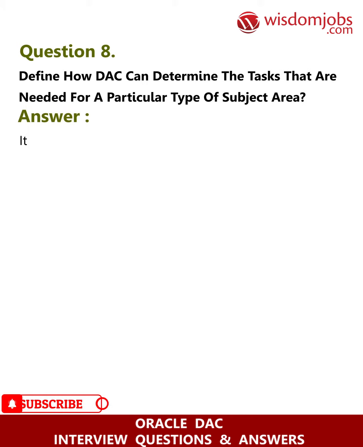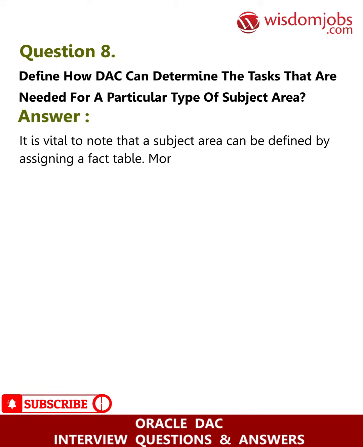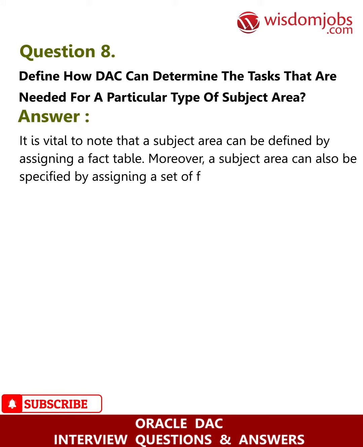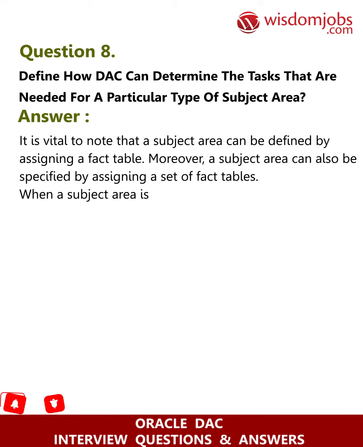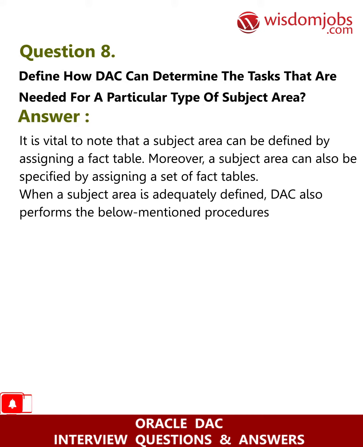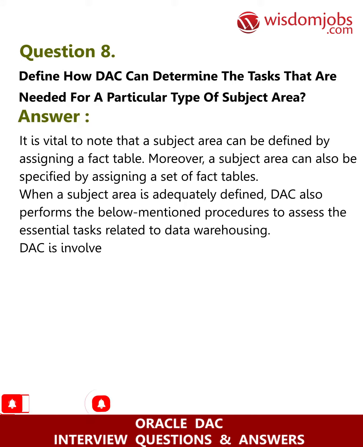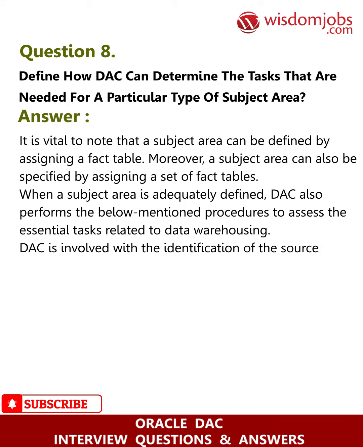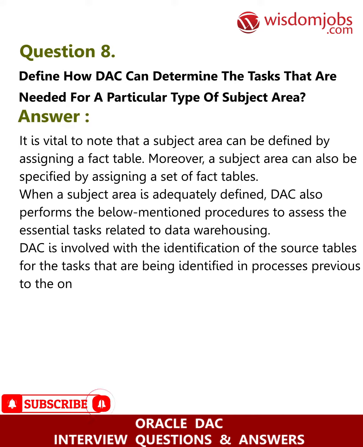Question 8. Define how DAC can determine the tasks that are needed for a particular subject area. Answer. It is vital to note that a subject area can be defined by assigning a fact table. Moreover, a subject area can also be specified by assigning a set of fact tables. When a subject area is adequately defined, DAC also performs the below-mentioned procedures to assess the essential tasks related to data warehousing. DAC identifies the source tables for the tasks that are being identified in processes previous to the one that was called for to carry out data warehousing.